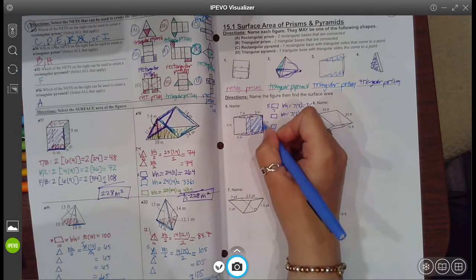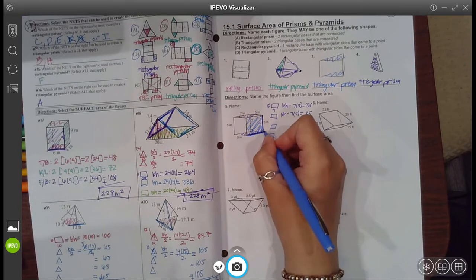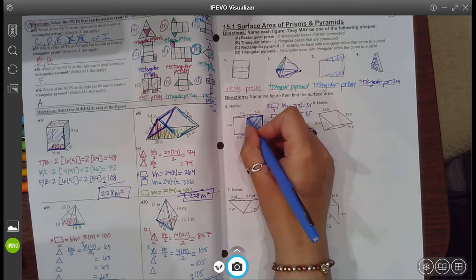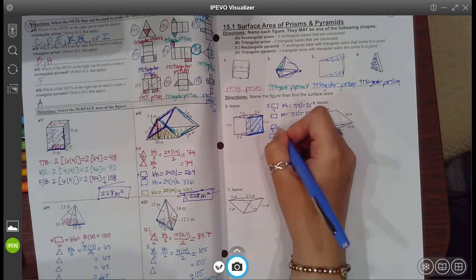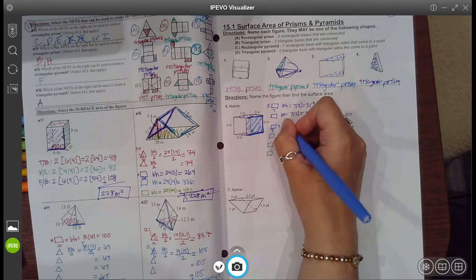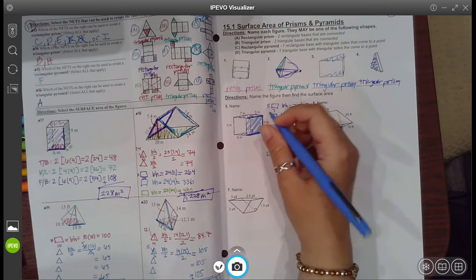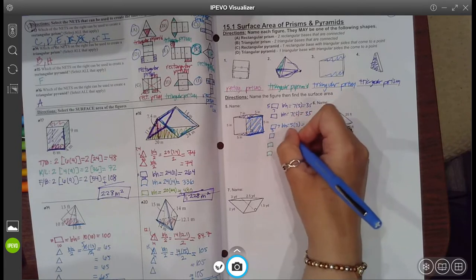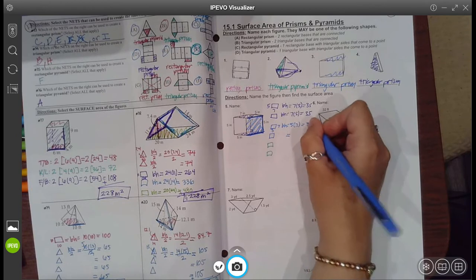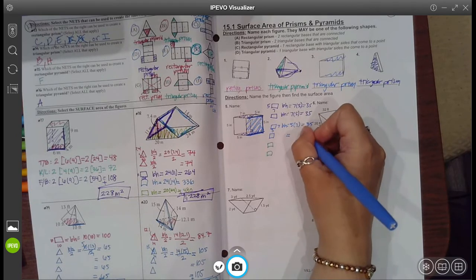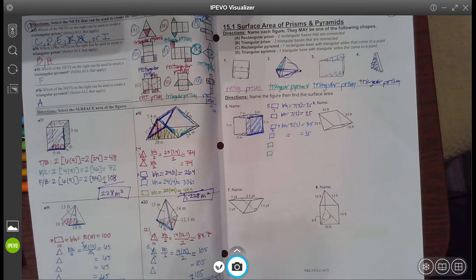This is 5 by what? What's this length? So here is the same as here, which is the same as this. So this is a 5 by 7 as well. So base times height is 5 by 7, and the front is going to be the same as the back rectangle behind there. So 5 times 7 is 35, which means that this one's going to be 35 as well.